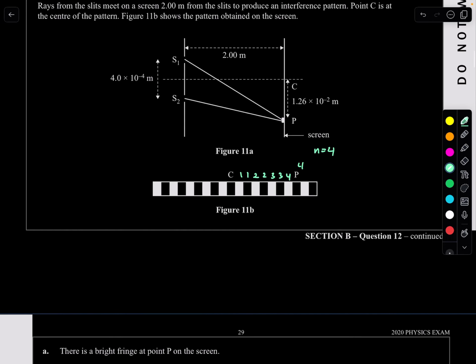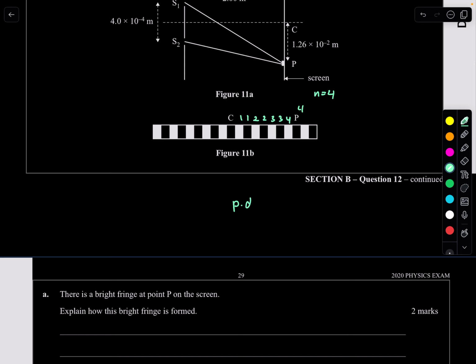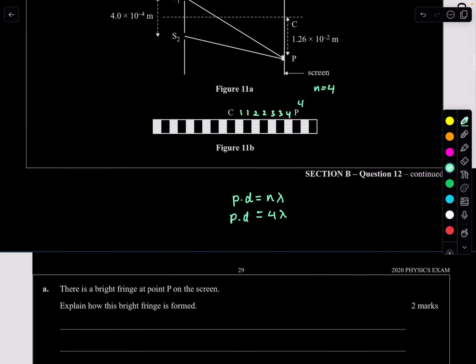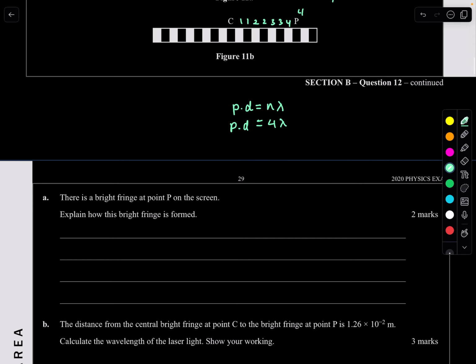And so we know that path difference is n wavelength. So this means your path difference is 4 times the wavelength, meaning that constructive interference occurs at point P, and that's why there is a bright band. Quite easy. Because it's 4 times your wavelength, constructive interference happens. Because it's 2 marks, it's very easy to get those marks.